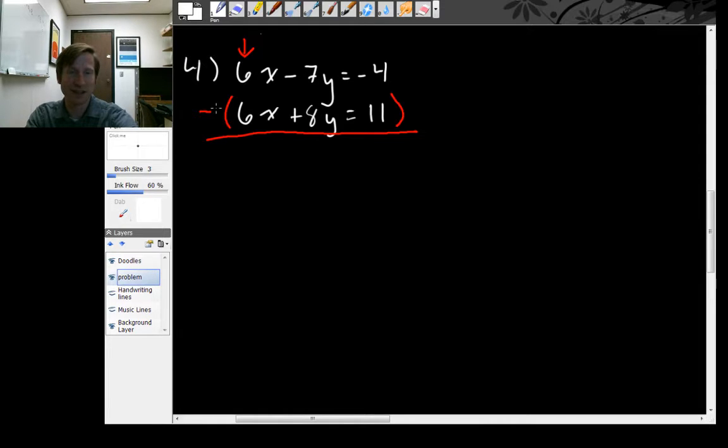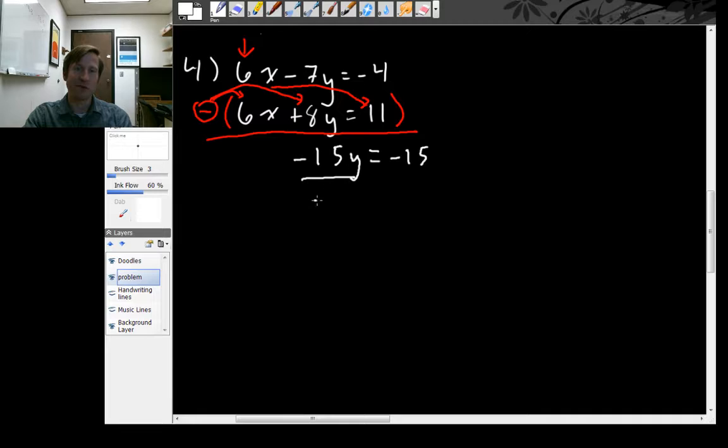Don't forget that we have this minus sign over here. Really, it gets distributed to each piece like this. So negative 7y minus 8y is negative 15y. And then negative 4 minus 11 is negative 15. Now we can divide both sides by negative 15. And we get y equals 1.